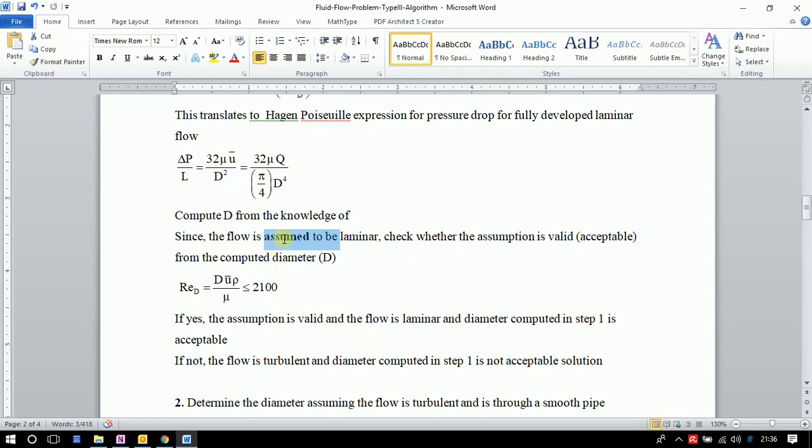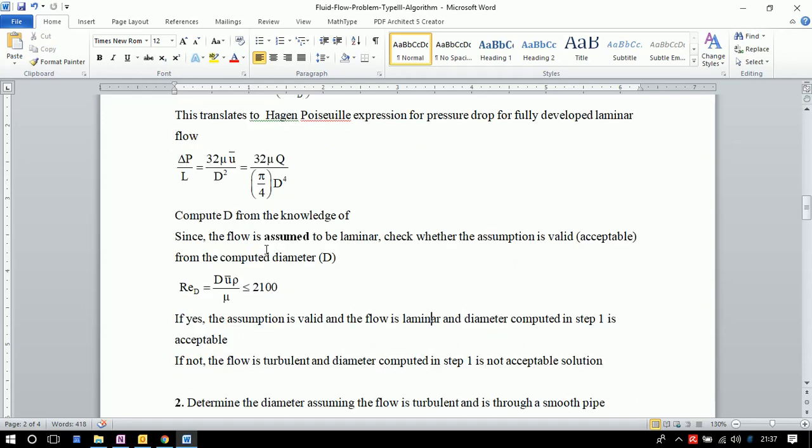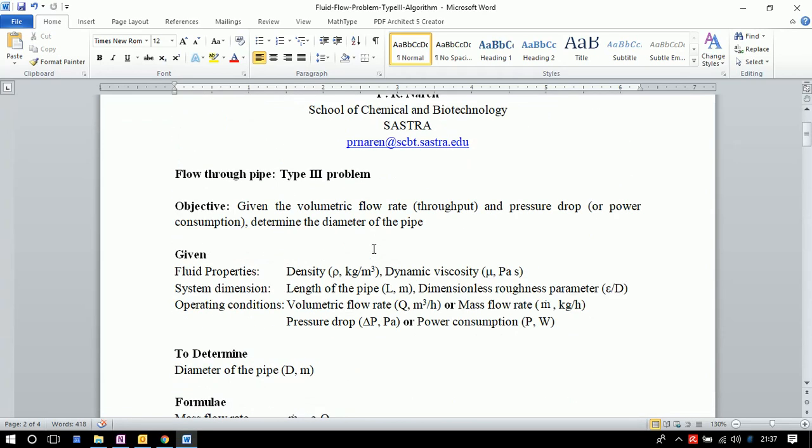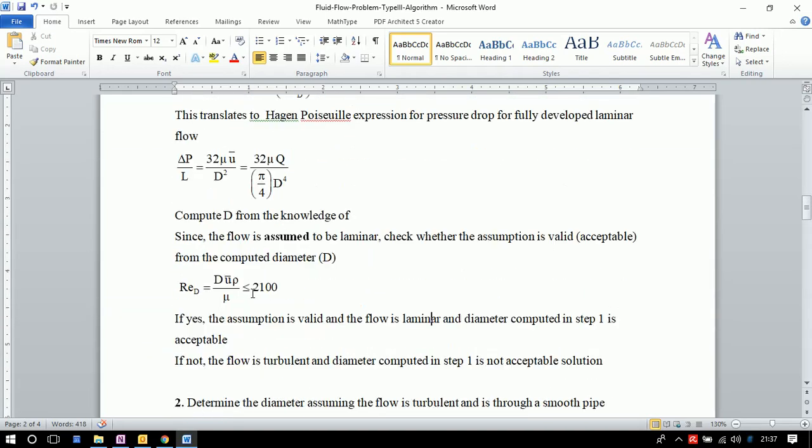Now we have assumed the flow to be laminar, so that means we need to check whether our assumption is valid or acceptable. Now how to do this? Based on the diameter that you calculate here, check for the Reynolds number, and if the Reynolds number is less than 2100, then our assumption is valid and the flow is laminar, and the diameter that is computed in step 1 is the diameter of the pipe that we have to use for this problem statement. Now if the Reynolds number is not less than 2100, that means the flow is turbulent, so the diameter that is computed using this expression is not an acceptable solution.